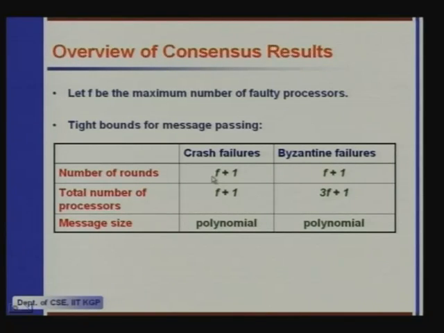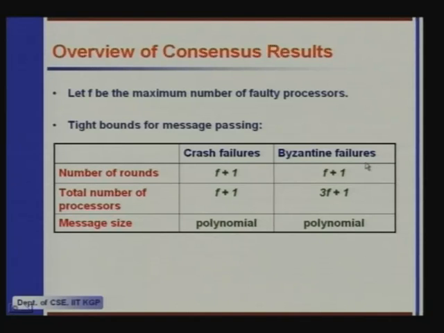Now, we will study algorithms which satisfy all three of these. So, not only are these lower bounds, we also have algorithms which can work in the presence of crash failures. We can reach consensus in the presence of crash failures with these bounds. So, these are actually tight bounds, because the upper bound of the algorithm coincides with the lower bound of the problem.